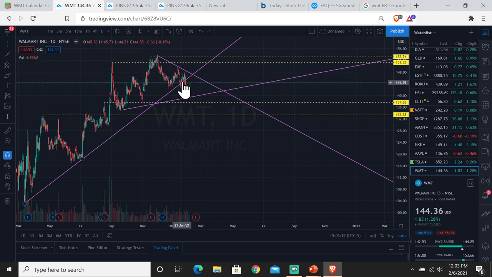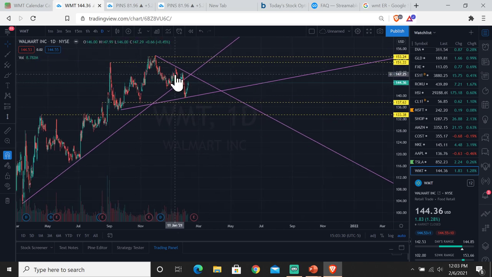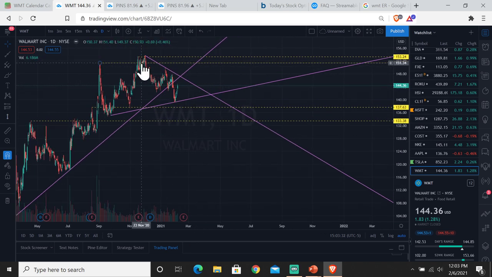Because otherwise I would be buying over here as support, because I would think that the trend line would hold. If it breaks down, I would wait until it retests and then rejects again. That's when I would short it. Getting off topic again, just talking about things I look at.